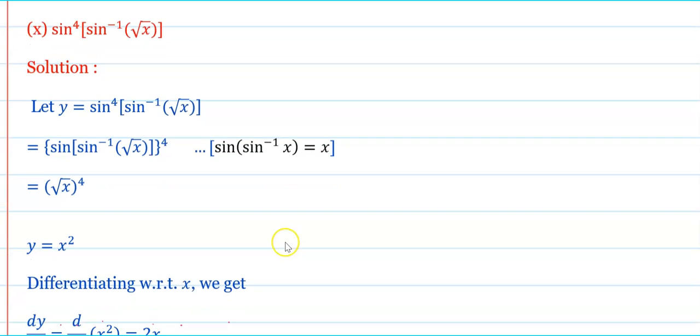Okay. Now the next problem. y is equal to sine inverse of root x raised to 4. Therefore again it can be written as y is equal to sine inverse of (root x) whole bracket raised to 4. Now again one more formula, sine inverse of x is x, and that's why here root of x raised to 4. Now root of x raised to 4, see this here, root of x bracket raised to 4.